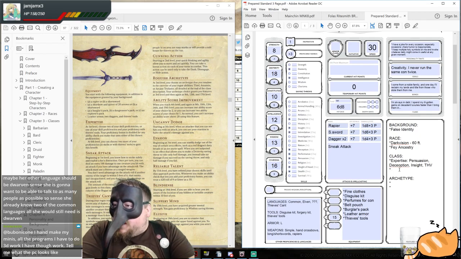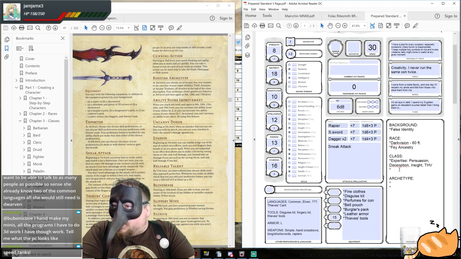Rowmonger hand makes his minis. All the programs I have to do 3D work, I have through work. Tell me what the PC looks like.